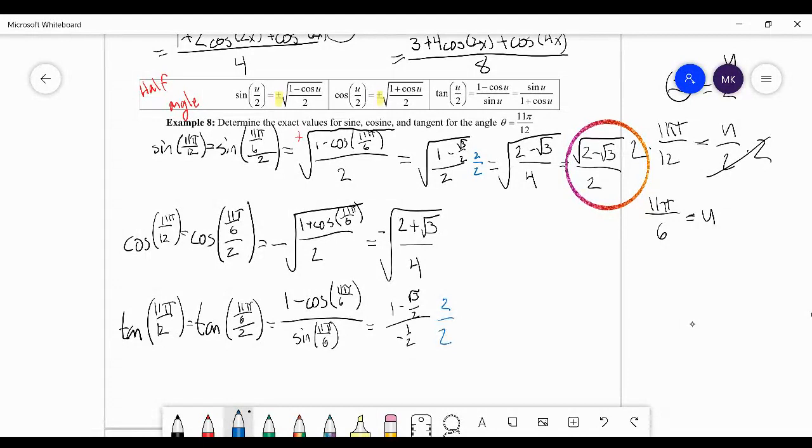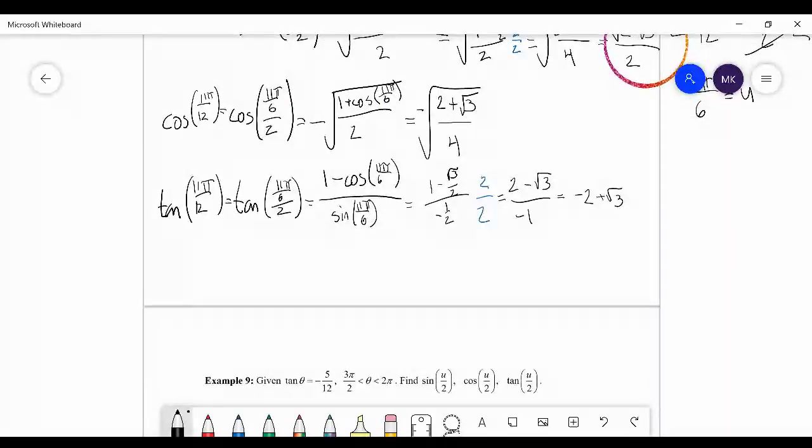Again, let's just multiply by 2 over 2 because it's a nice shortcut. And so when I distribute this 2, I get 2 minus root 3. When I distribute this 2 here, 2 times negative 1/2 is just a lovely little negative 1. So we just distribute our negative sign and we end up with negative 2 plus root 3. There we go.